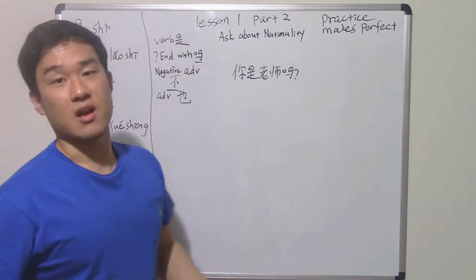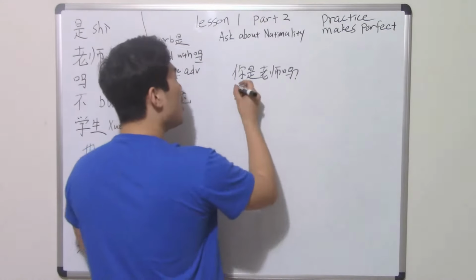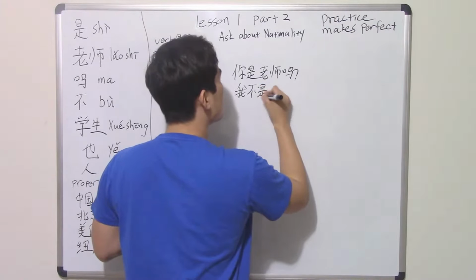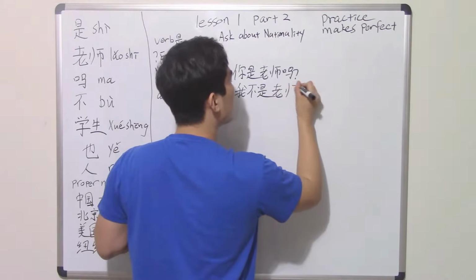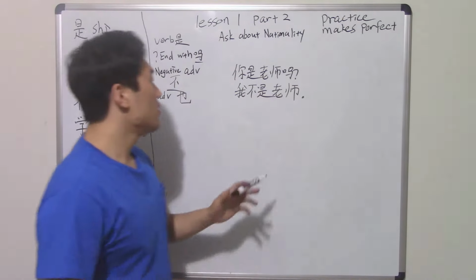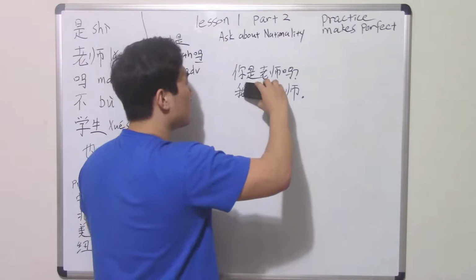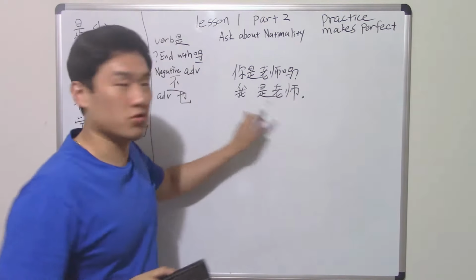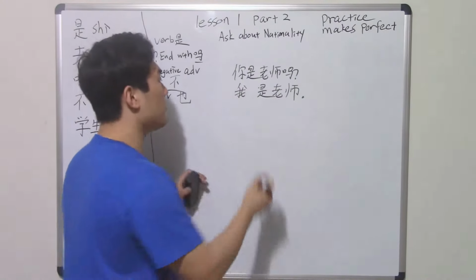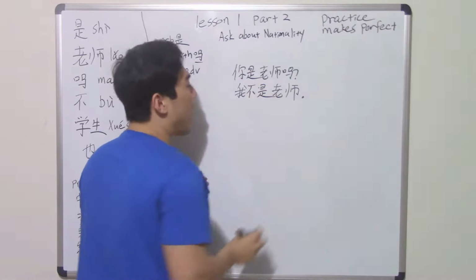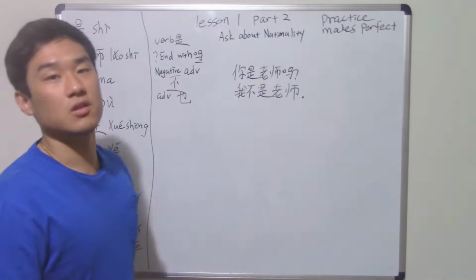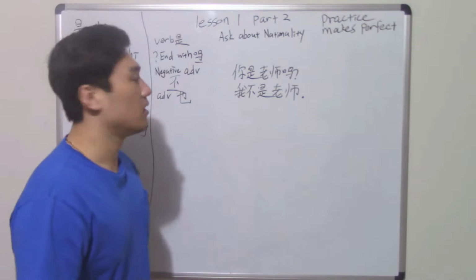And then you say I am not a teacher. You simply say, oh no, 我不是老师. Period. That means I'm not a teacher. If you get rid of 不 here, that means 我是老师. That means I am a teacher. So to make it a negative statement, simply put 不 after the subject, in front of the verb 是: 我不是老师. That means I'm not a teacher.